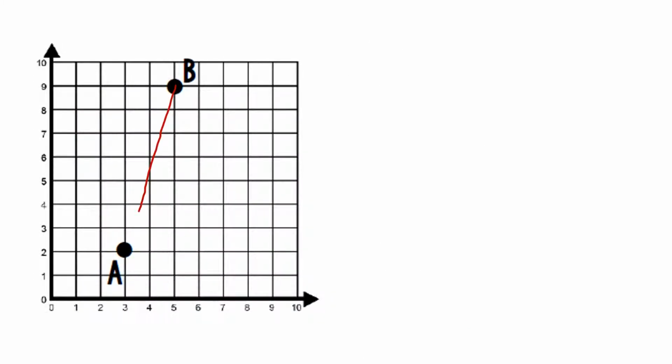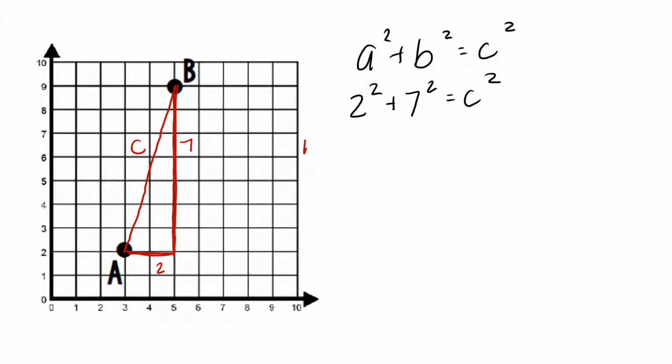We start each problem by connecting our two dots and labeling that line C, and then we go ahead and draw the right triangle. Side A is 2 units, side B is 7 units. We take that information and plug it into the Pythagorean theorem. A squared plus B squared equals C squared. A is 2, B is 7. 2 squared is 4, 7 squared is 49. 4 plus 49 is 53.